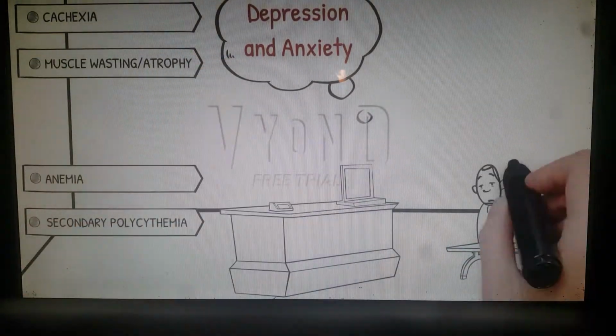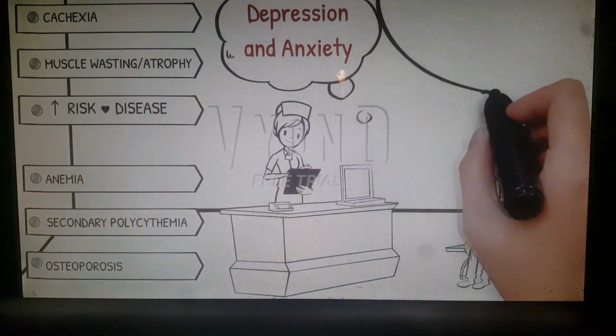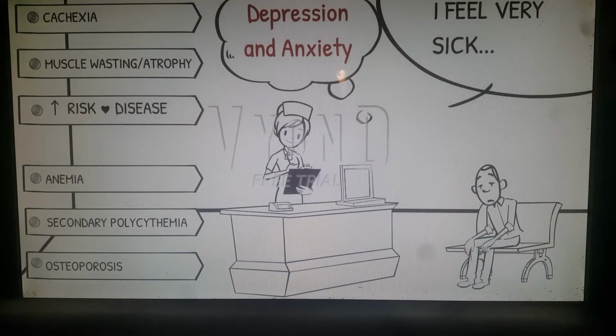These are the systemic features of COPD. Cachexia is the loss of weight, fatigue, weakness, and significant loss of appetite in a patient not trying to lose weight.